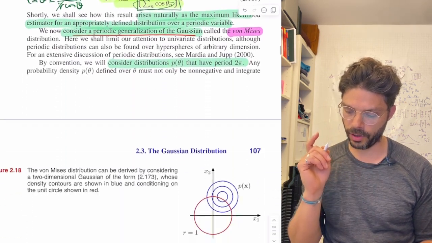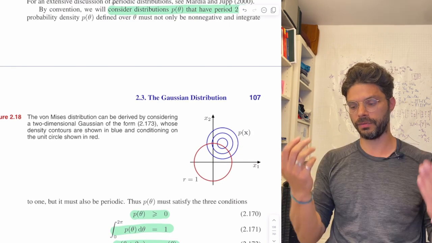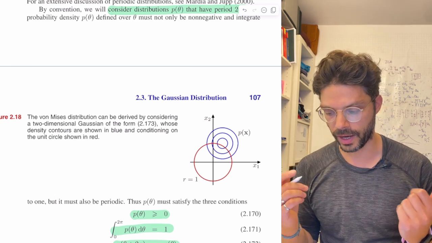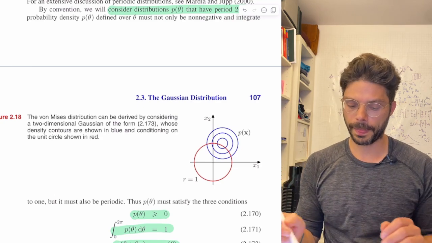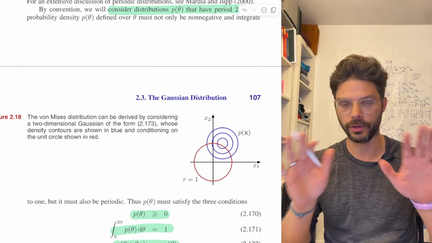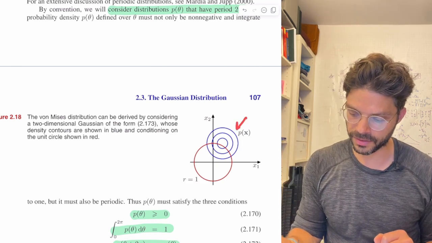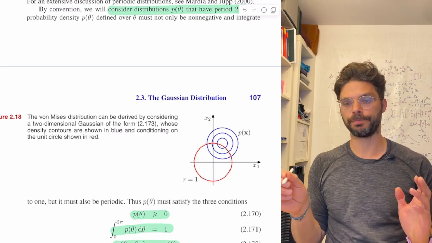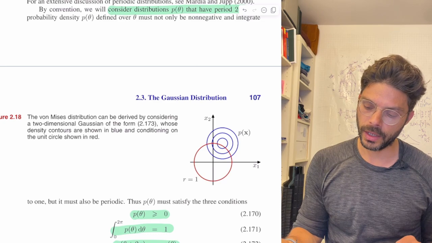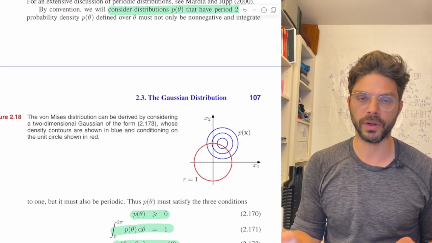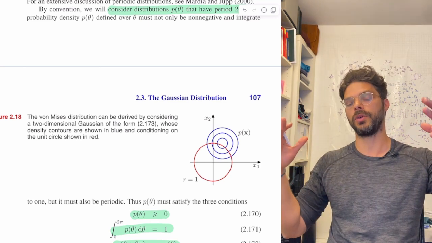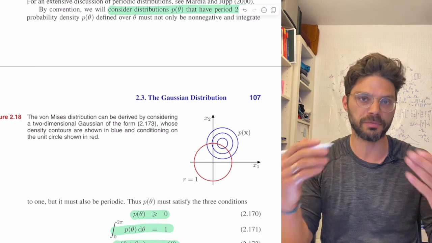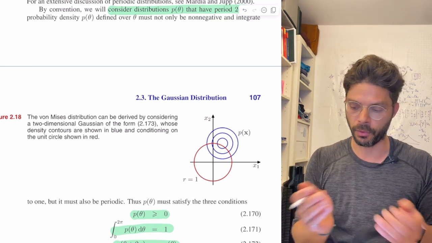Now, there are a few ways of doing this, and I'm just going to give you an outline of the way he's going to do it. The idea is to consider a two-dimensional distribution, a normal two-dimensional Gaussian. That's this guy, and then relate it somehow to the unit circle. The way we're going to do it is to condition on the data points being on the unit circle. We're given this two-dimensional distribution, and now we say, condition on us being on the unit circle. What is the probability distribution we get on the points of the unit circle?